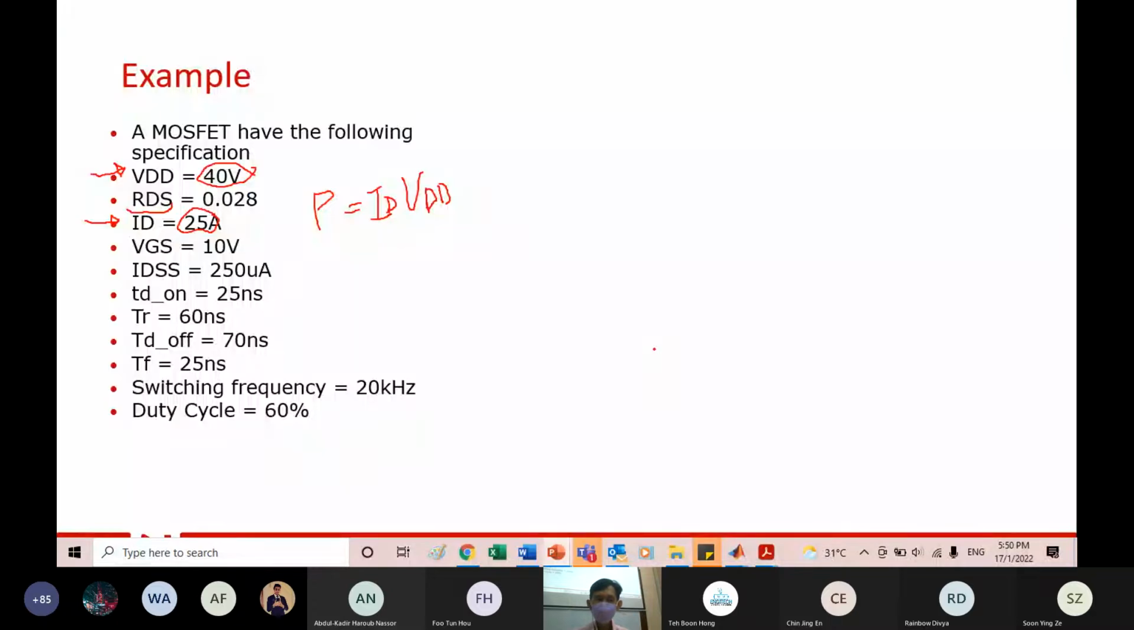Okay, so basically, for switching, the most important is this 4, from the data sheet. The rest, this one I can change. I can tell you I want to run at how many megahertz. Duty cycle also depends on your design. This one is fixed. VGS basically we don't use, and IDS, and of course the VDD.